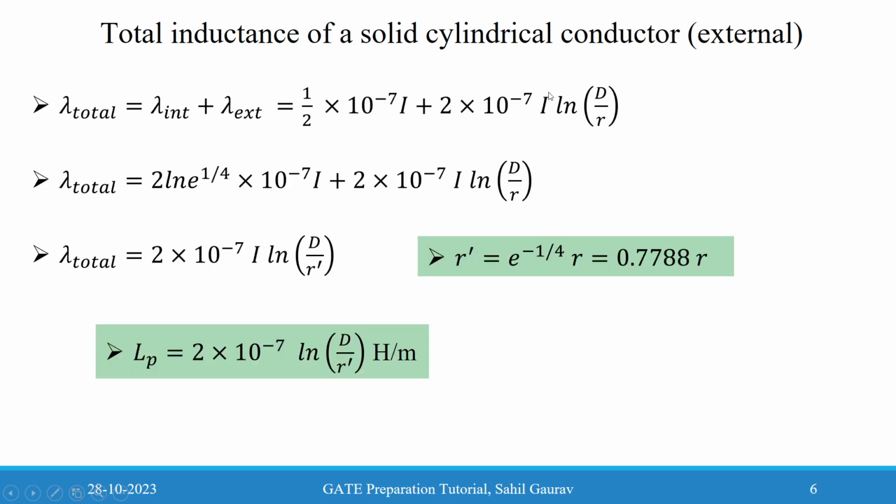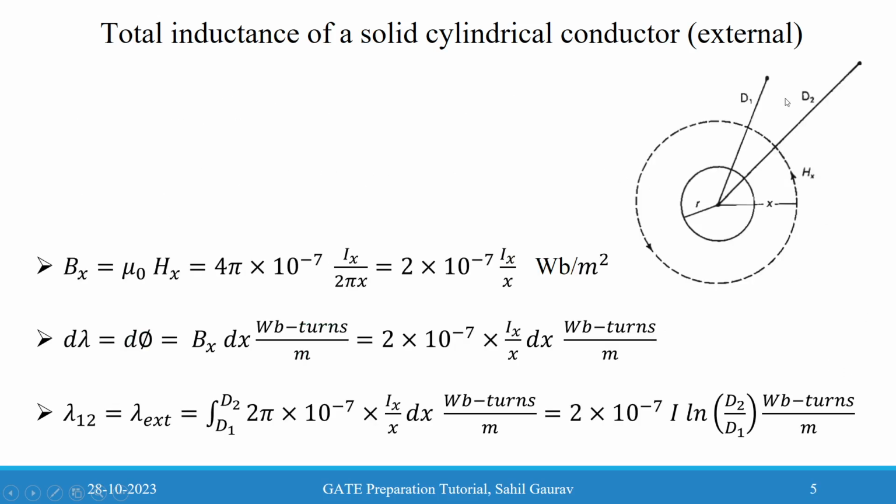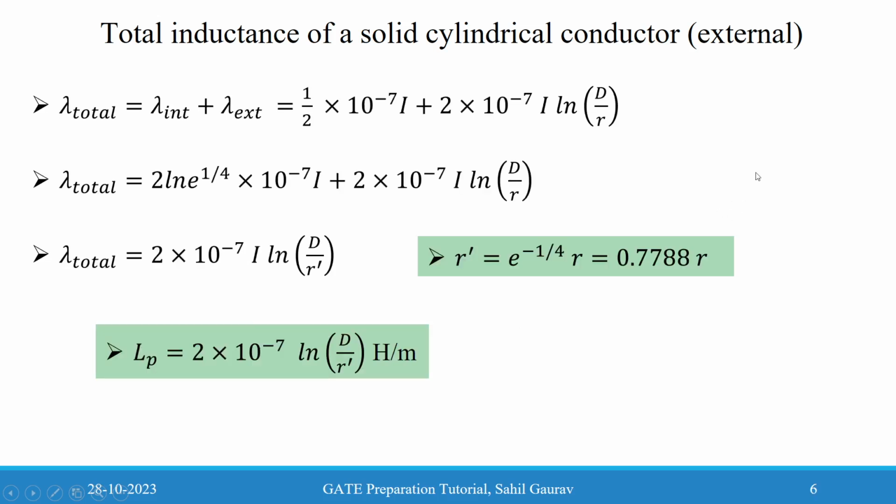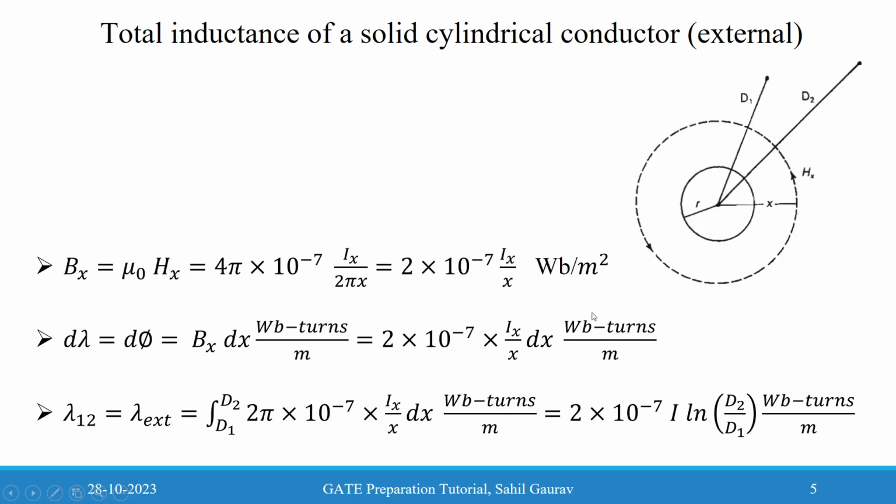Now if we consider the first reference point d1 as at the outer surface of this conductor, so it is a distance r from the core of the conductor, you can write the external flux linkage as 2 into 10 to the power minus 7. Sir, here we take a limit d1 to d2. Sir, I didn't get it.